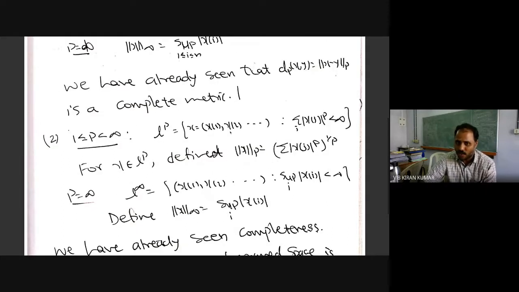Now the l^p space, the metric is actually coming from this norm. So l^p is also a vector space with this norm, and we have already seen that the metric induced by this norm is complete. So this is a Banach space. So next example for a Banach space.